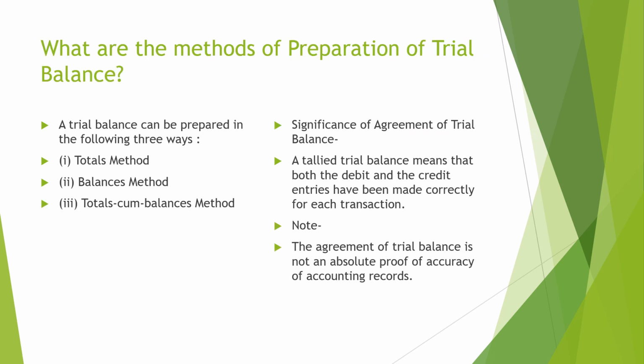Another question: what are the methods of preparation of the trial balance? My dear friend, we prepare the trial balance in three ways: the total method, the balance method, and the total cum balance method. What is the significance of agreement of the trial balance? It tells us that both the debit and credit entries have been made correctly for each transaction. Here is a very special thing: the agreement of the trial balance is not an absolute proof of accuracy of accounting records.